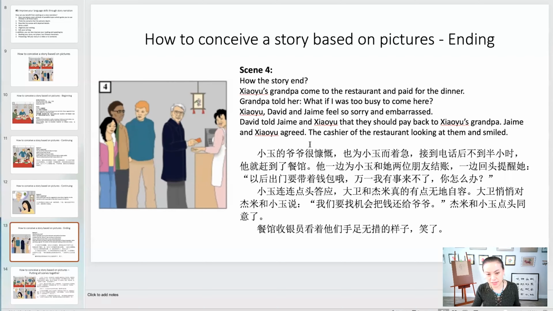Based on this analysis, you can start to write and say, 小玉的爷爷很慷慨, very general, 也为小玉而着急. You imagine only family worries for you so much. So when he got the call from the granddaughter, okay, I've got to help her. So 接到电话后不到半小时, we give a time, 不到半小时, less than 30 minutes, 他就赶到餐馆. He rushed to the restaurant.